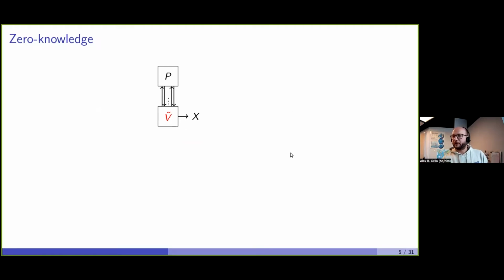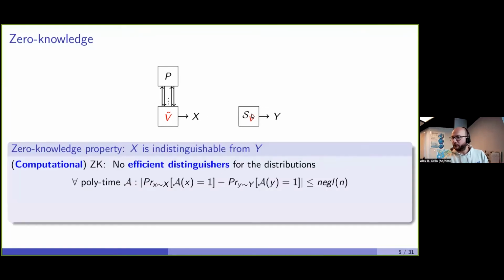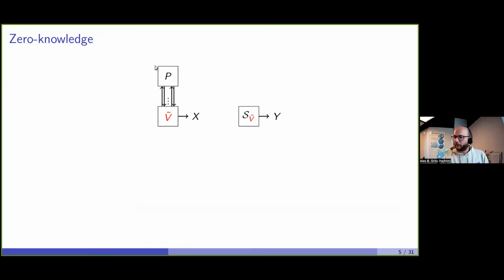And to say that the protocol is zero knowledge, what we want is that there is a simulator that might depend on the verifier. So for example, it could interact with this malicious verifier in a black box way. And this simulator should output some string that comes from distribution Y. And we say that a protocol is zero knowledge if you can construct such a simulator such that the output of the verifier interacting with the prover is indistinguishable from the output of your simulator.